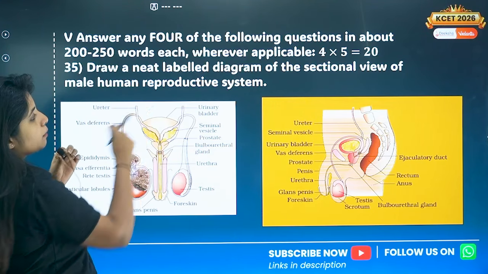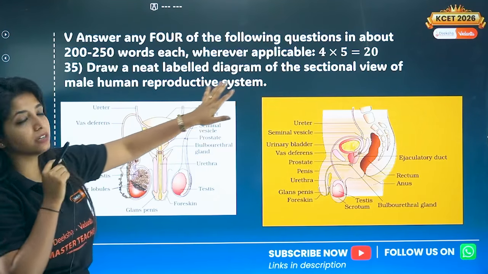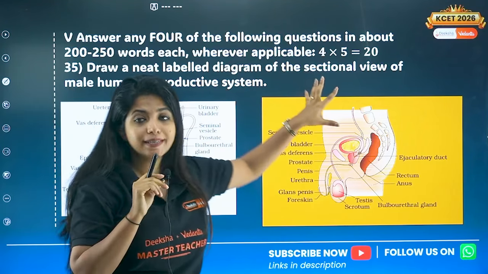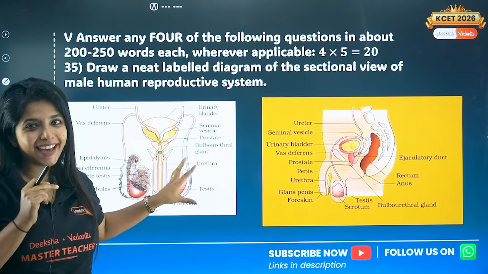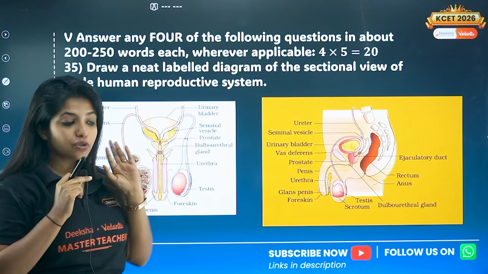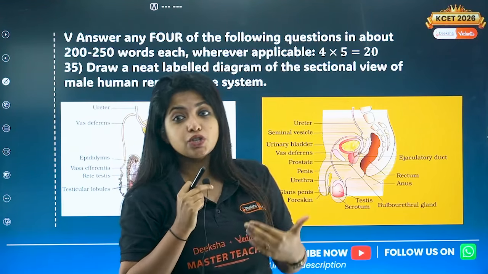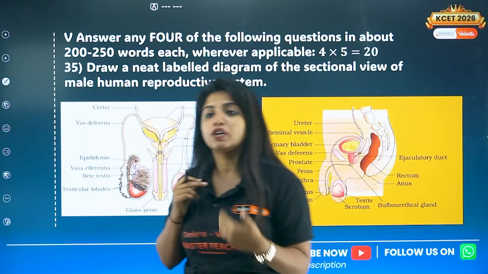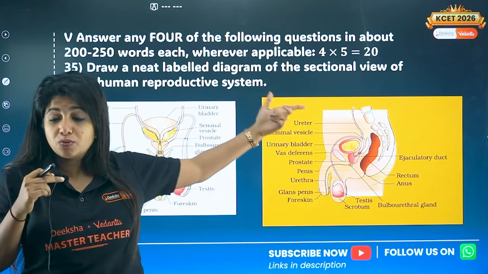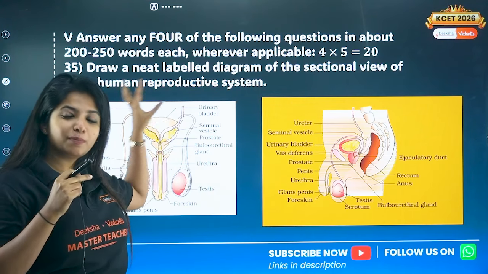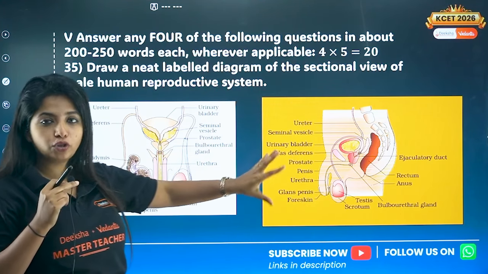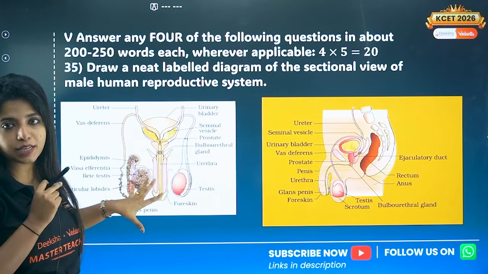Draw a neatly labeled diagram of the sectional view of the male reproductive system. Actually the sectional view is this, but in the exam, they focus on this particular thing. I know it's wrong to say that, so I'll definitely recommend you ask your teacher, whoever is going to check your paper, what you have to draw if this question comes. Actually it's this, but usually what is being made is this, so go through it and look out for all the labelings as well.